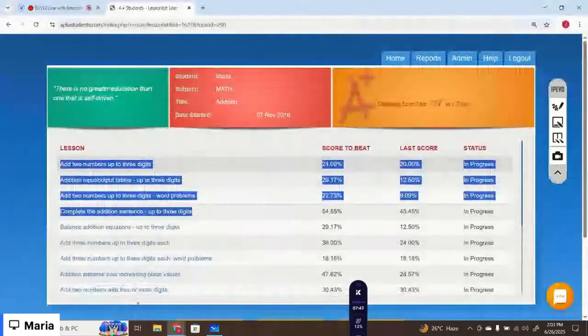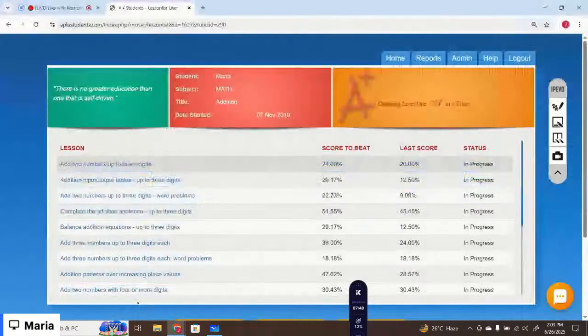I am on grade 3 now. Let's just start with the first lesson, adding numbers of three figures.